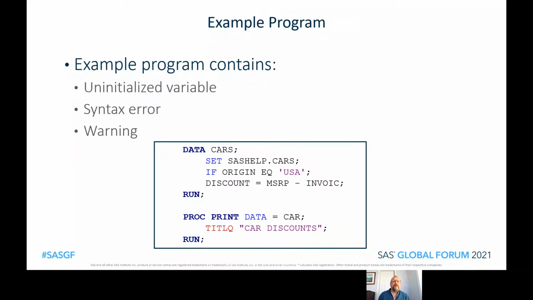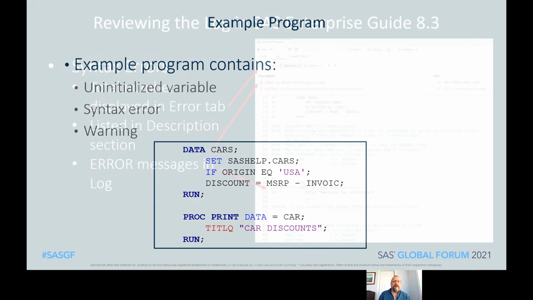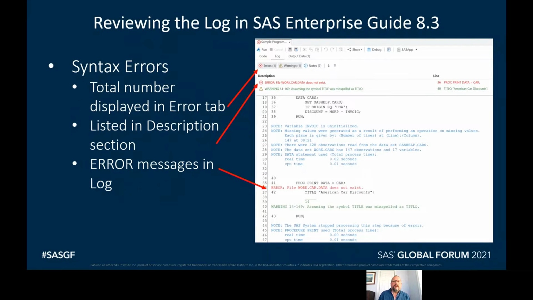So here's an example program. I know that there are problems with the program, and that's by design, so that I can show how to look at the built-in log summary, and then later how to look at the log report. So this program has an uninitialized variable, a syntax error, and it also has a warning. When I run the program, here's a look at the log, and I apologize if the slide is a little bit on the blurry side. You'll be able to look at this on your own later.